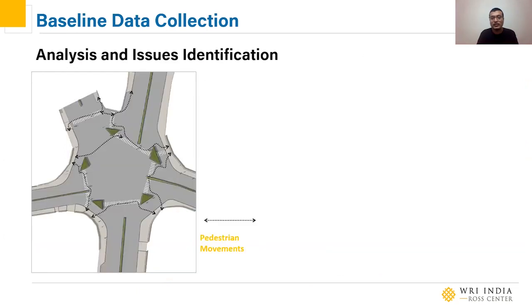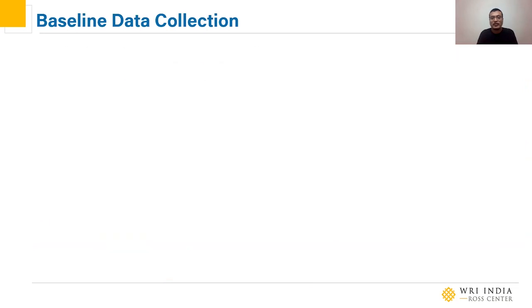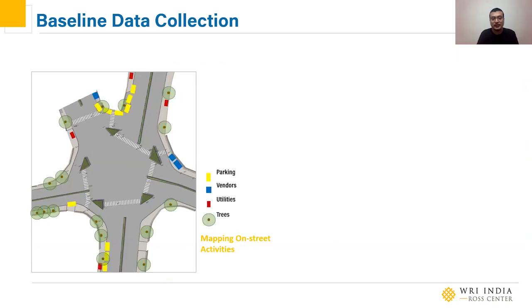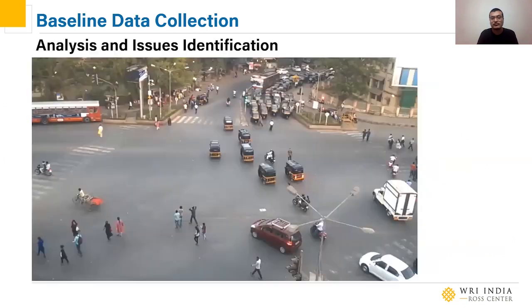We can also check for desired pedestrian movements and identify conflict points not just between vehicles but also between pedestrians and vehicles. It is always good to map any street activities happening along the junction and also understand the immediate land use. For example, is it a shop front or a compound edge or public space, etc. This helps in determining characteristics of the junction while designing.